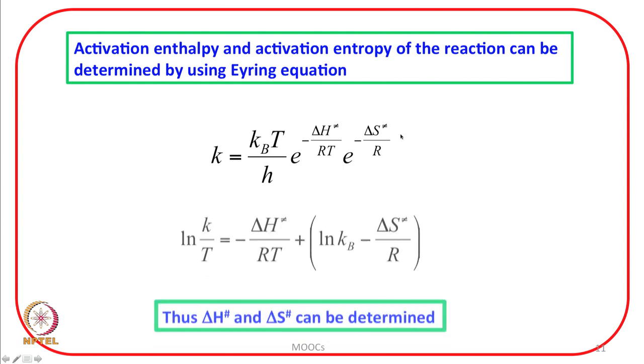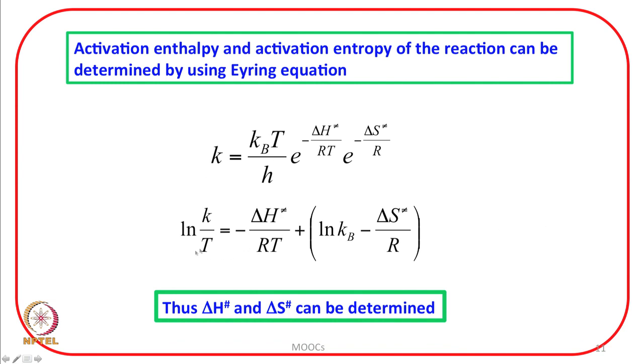If you take the logarithm on both sides and rearrange the equation, you will get log k by T is equal to minus delta H of activation by RT, plus log kB by h, minus delta S of activation by R. So, if you plot log k by T versus 1 by T, the slope and intercept will give you the values of enthalpy of activation and entropy of activation.